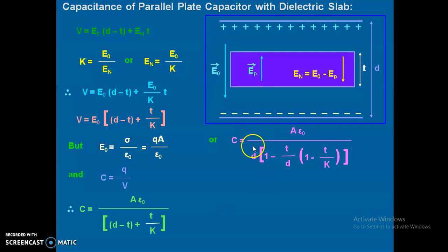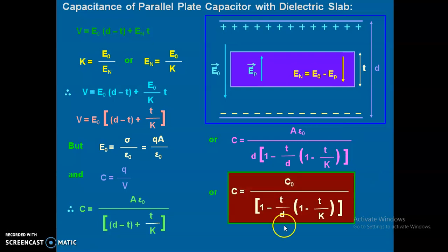Or C is equal to epsilon naught A if we take d as common. So we can write C is equal to epsilon naught A upon d bracket 1 minus t by d bracket 1 minus t by K, right? This can be written finally like this. Why? Because epsilon naught A by d is the capacitance of a parallel plate capacitor when air is the medium between the plates, there is no dielectric. So in place of epsilon naught A by d we have used C naught, and we can write the expression like this.